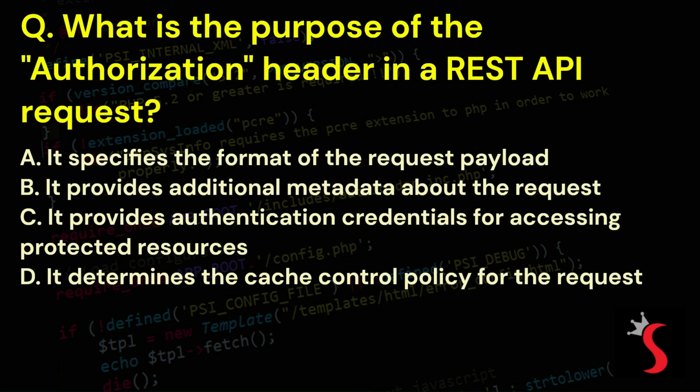What is the purpose of the authorization header in a REST API request? A. It specifies the format of the request payload. B. It provides additional metadata about the request. C. It provides authentication credentials for accessing protected resources. D. It determines the cache control policy for the request.